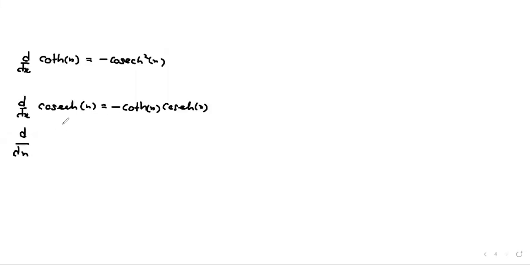d by dx of sech x equals minus tan x sech x. So all these formulas are just like what we did in our normal trigonometric differentiation. A couple of negative and positive substitutions are there over here. That is a simple technique. So you can prove it by the same technique using the quotient rule. We can get this answer, right?